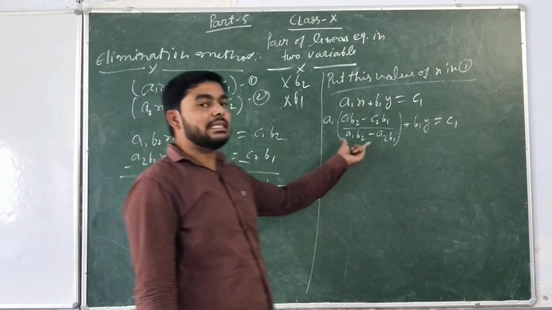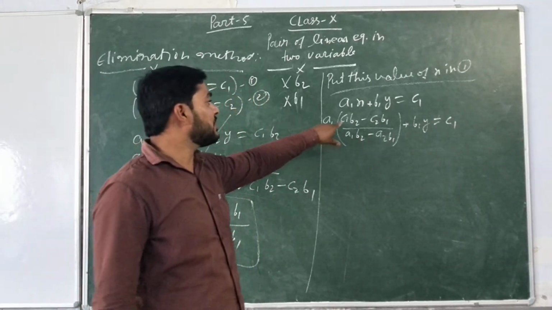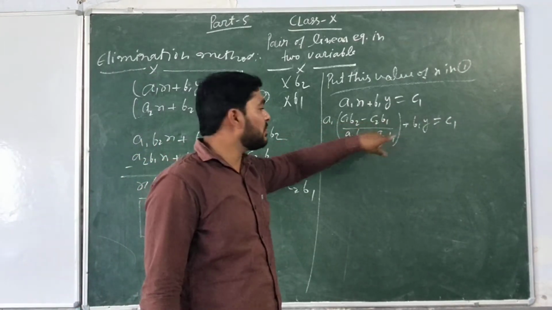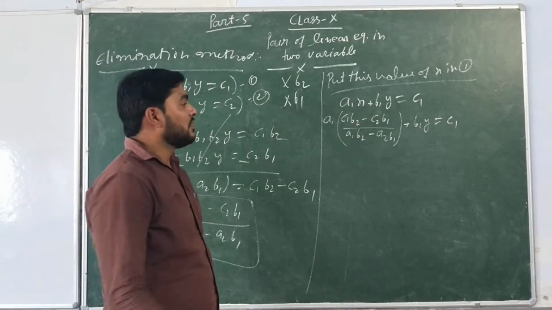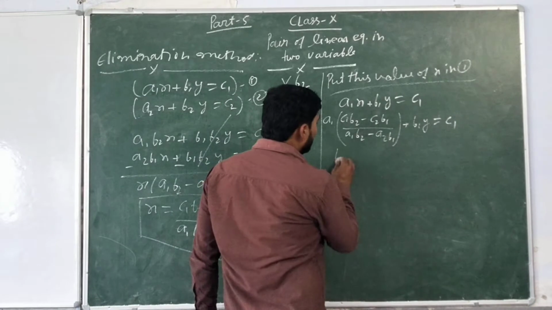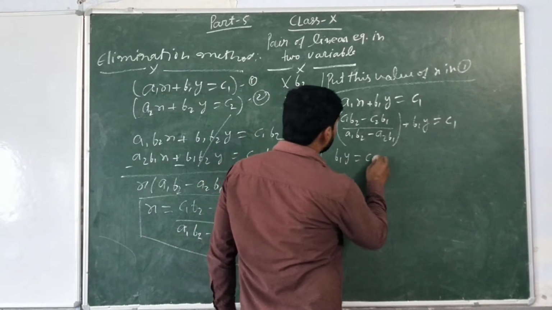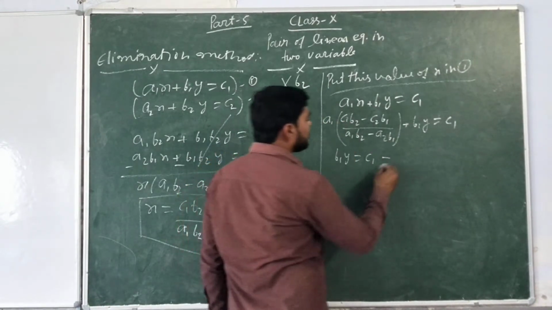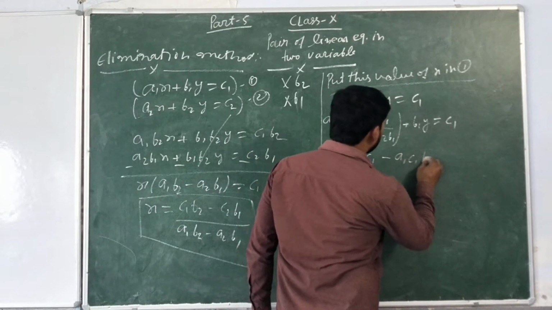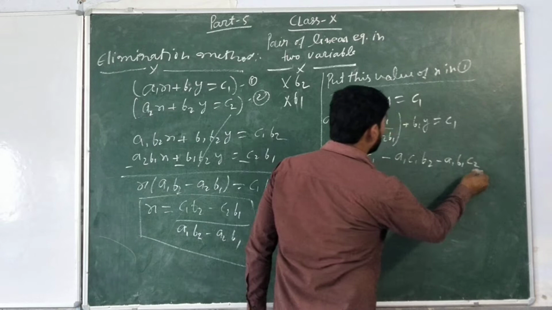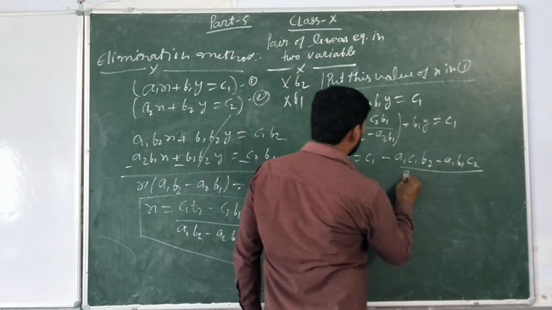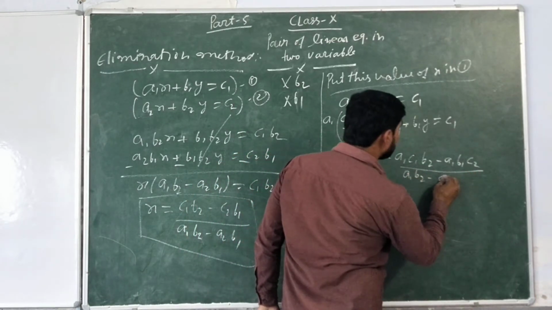This is a complete constant term, because a1 is constant, c1 b2 constant, c2 b1 constant, a1 b2 constant, a2 b1 constant. So this term is constant. Taking it on the RHS, you will get b1 y equal to c1 minus (a1 c1 b2 minus a1 b1 c2) whole upon (a1 b2 minus a2 b1).